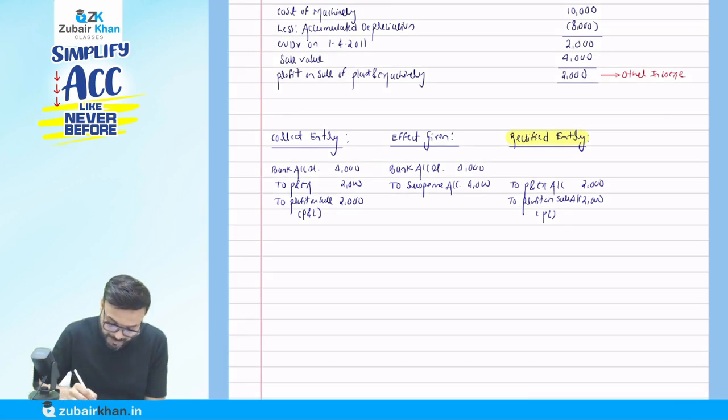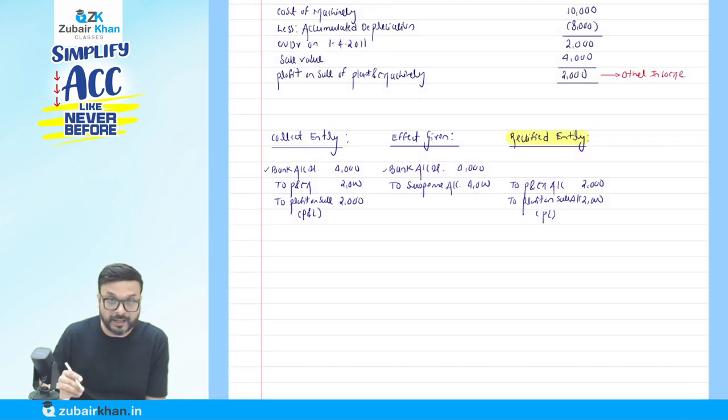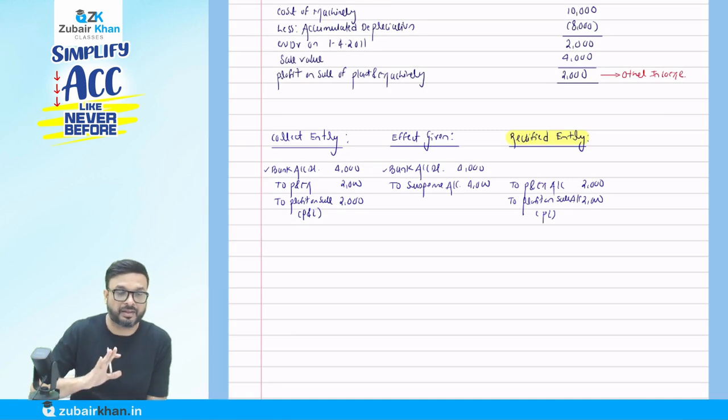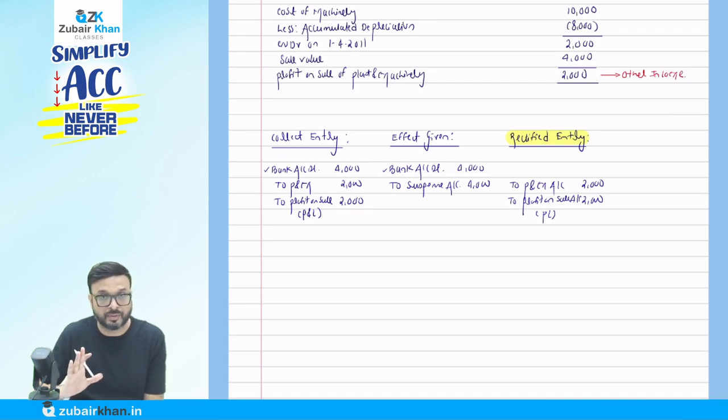They have debited the bank account here, and they should debit the bank account, so it is perfectly correct. But they have to credit the plant and machinery account. They have to credit the profit on sale of 2,000. But they have not credited, so we have to correct it.